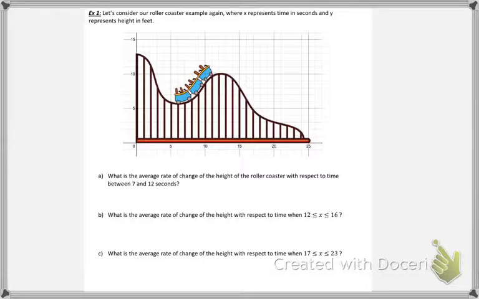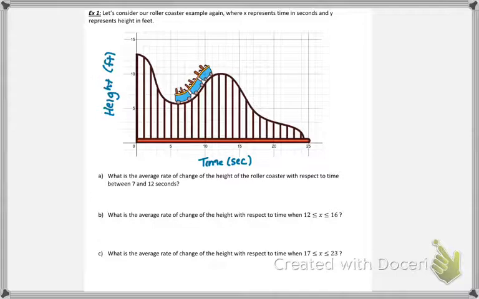So in part A, it's asking you, what is the average rate of change of the height of the roller coaster? How fast is the height changing with respect to time between 7 and 12 seconds? So we look at our graph. Remember, again, we're going to label our x as time in seconds, and then our y, we're going to say is height in feet.